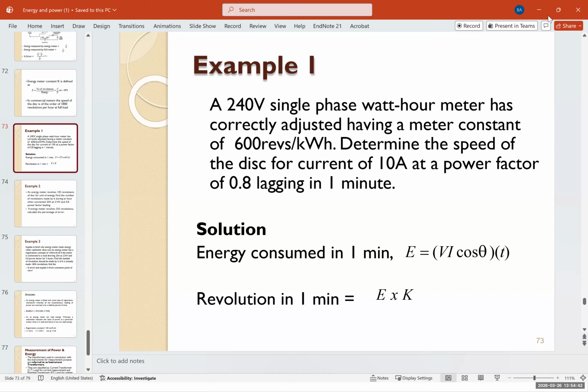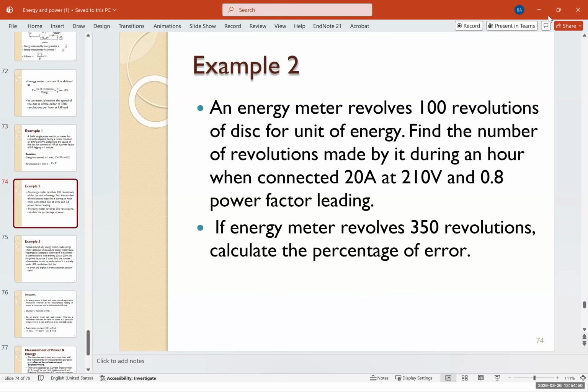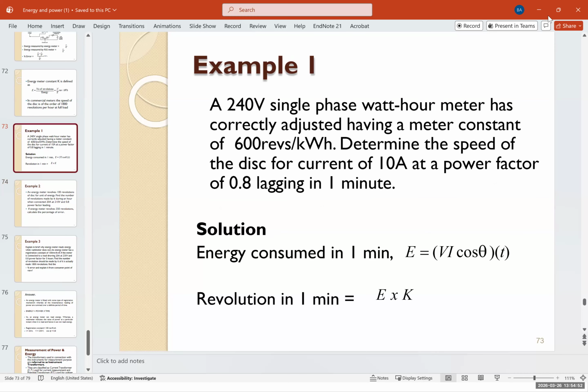So energy consumed in 1 minute, E, would be VI cosine of theta times T. Revolutions in 1 minute is going to be E times K. So you can solve it using this easily. You already have V, you have I, you have cosine of theta. What is cosine of theta? It's 0.8. It's your power factor. You can just easily replace it and find the parameters.